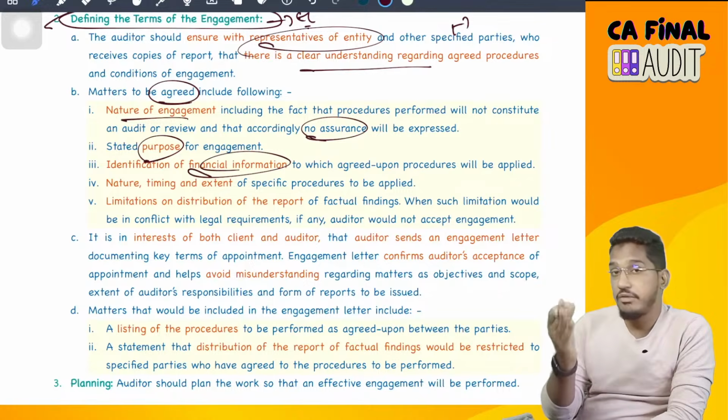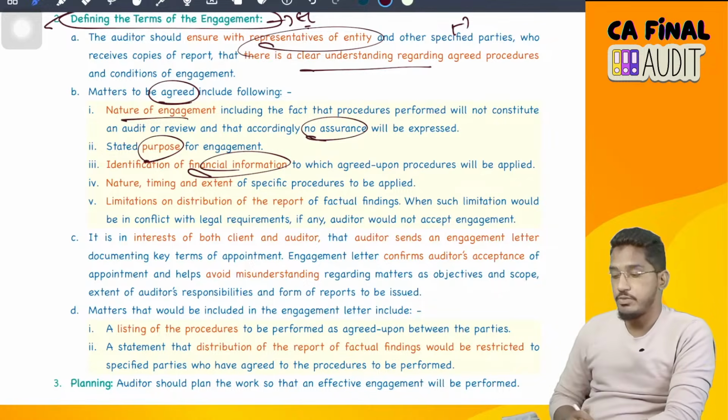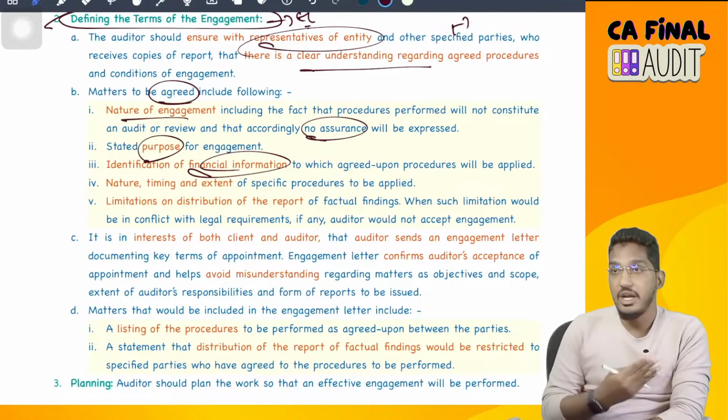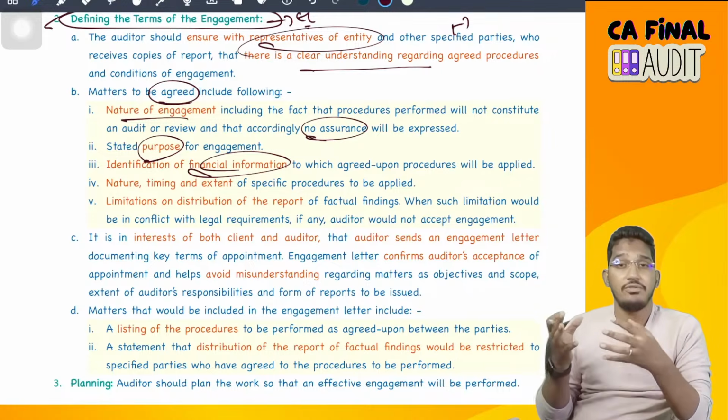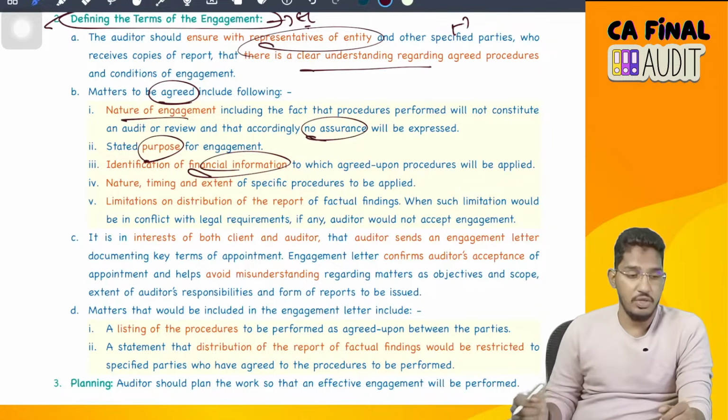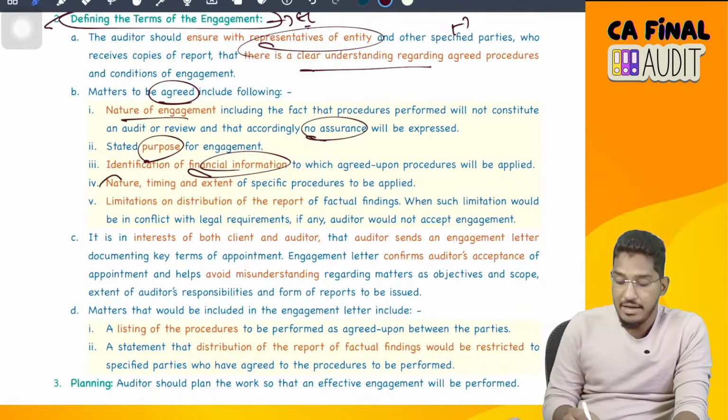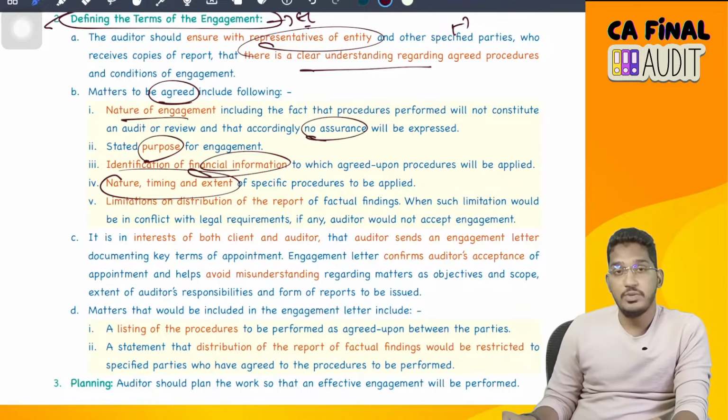And you have to identify the information on which you are to perform agreed upon procedures. Like in the example I have given, trade receivables is the information on which I have to perform agreed upon procedures. So you have to specifically mention on which information you are performing agreed upon procedures. And the nature, timing and extent of the specific procedures.